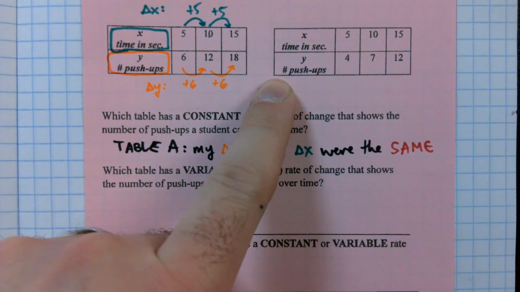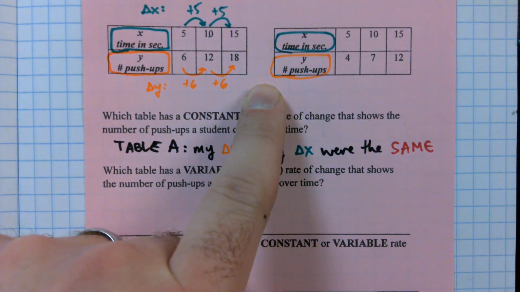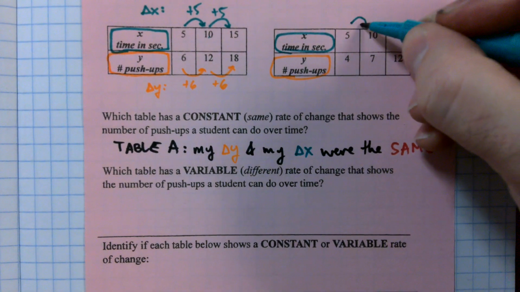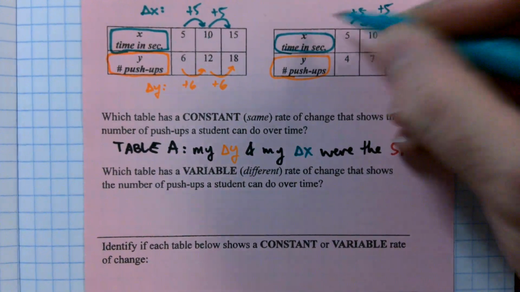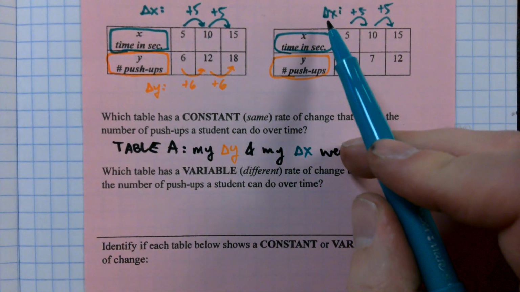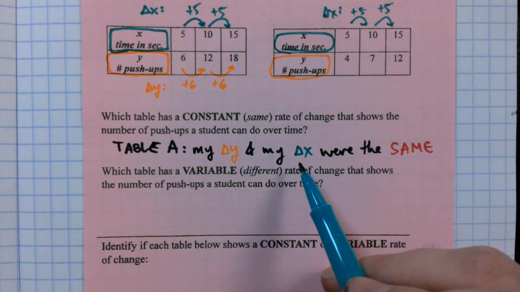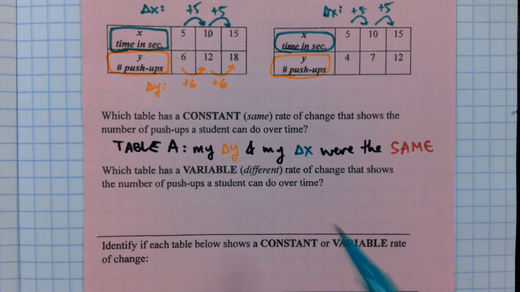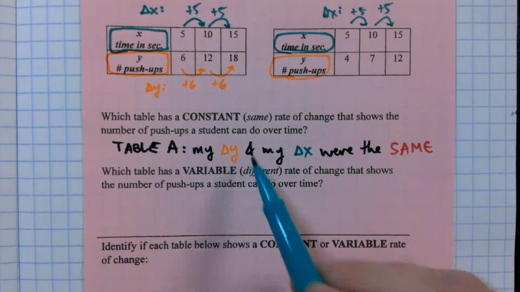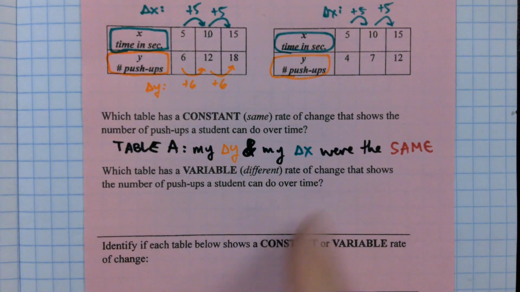Let's take a look at my second table. I'm still comparing the number of seconds to the number of push-ups. How do I get from 5 to 10 on the top? How do I get from 10 to 15? So far, so good. Triangle X. It's a little triangle with an X. My change in Y and my change in X were the same.